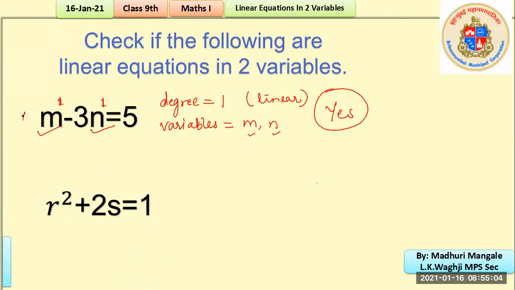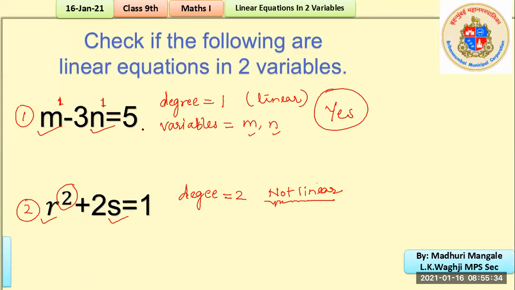And that is another question. So check what is the degree, or the highest degree, which is equal to 2 in this case. Since the degree is 2, this is not linear. Even though it has two variables r and s, the degree is 2. Therefore, this is not a linear equation in two variables. All right.